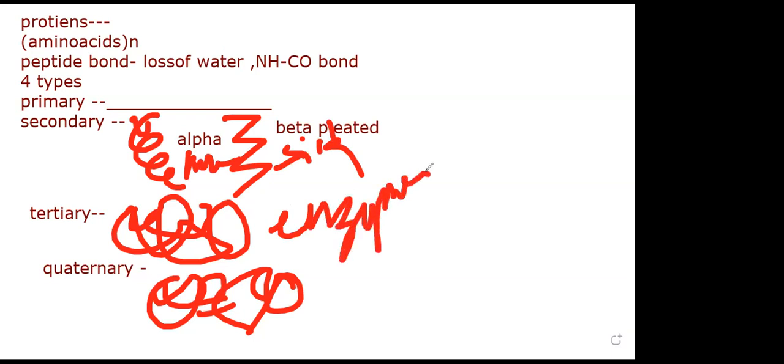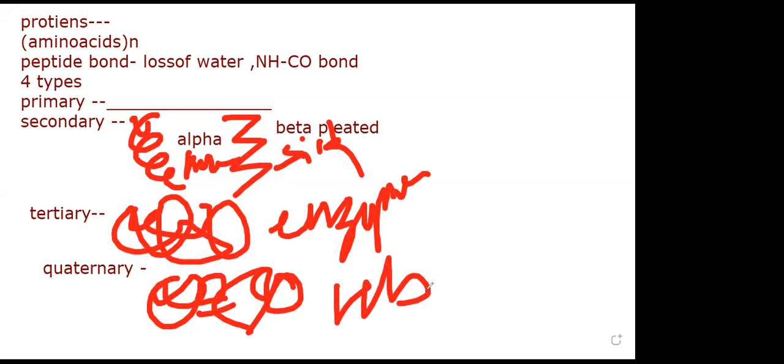The quaternary structure is observed in hemoglobin. Hemoglobin possesses a quaternary structure. Here it has two subunits, 2 alpha and 2 beta, joined together by disulfide bonds, which forms the quaternary structure.